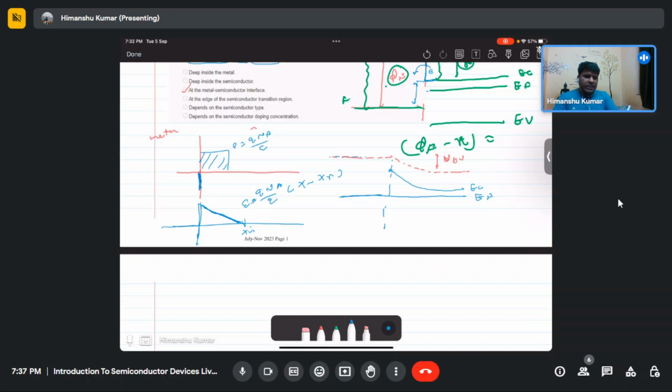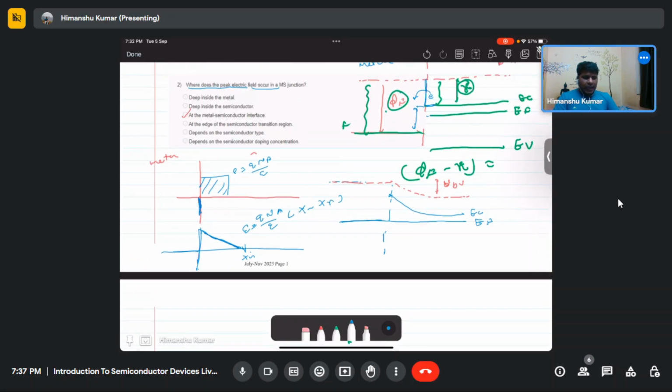Okay, so this is the linear function, and the magnitude is maximum when x equals 0. So we can write the correct answer. The question: where does the peak electric field occur in the metal semiconductor junction? Deep inside the metal, this is incorrect.